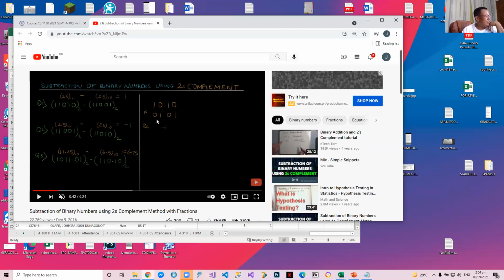So anyway, we will use this example. We have 26 minus 25, 25 minus 26, 11.25 minus 6.5. Any questions so far? I will upload the example on our website, on our regular site. So let's have an empty Excel.